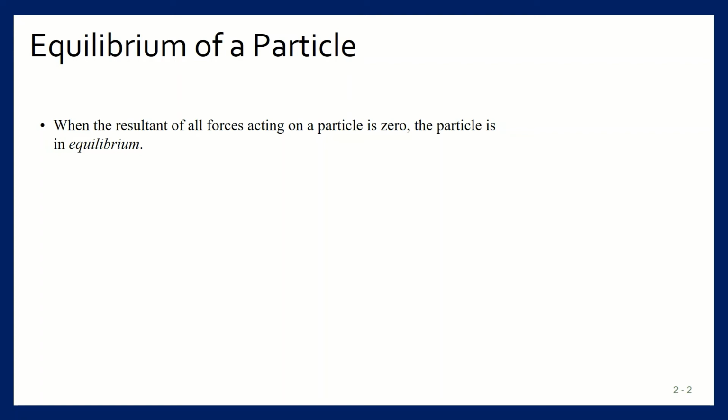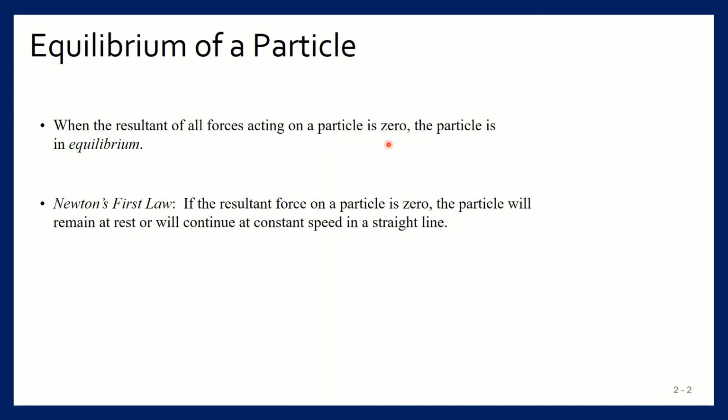So when the resultant of all forces that are acting on a particle is zero, the particle is said to be in equilibrium. So when a particle is in equilibrium, that is, if the resultant force on a particle is zero, then according to Newton's first law, the particle will remain at rest or will continue at constant speed in a straight line.